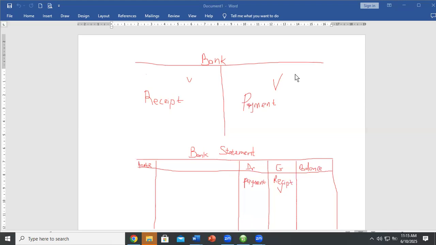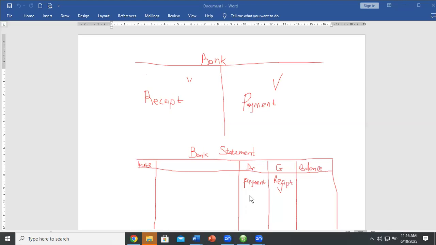So I want you to picture this. If I have an account with GCB, and I receive a check as a business, I'll debit the check in my cash book, as we all know from the double entry principle. But when I go to GCB, GCB will credit my account.